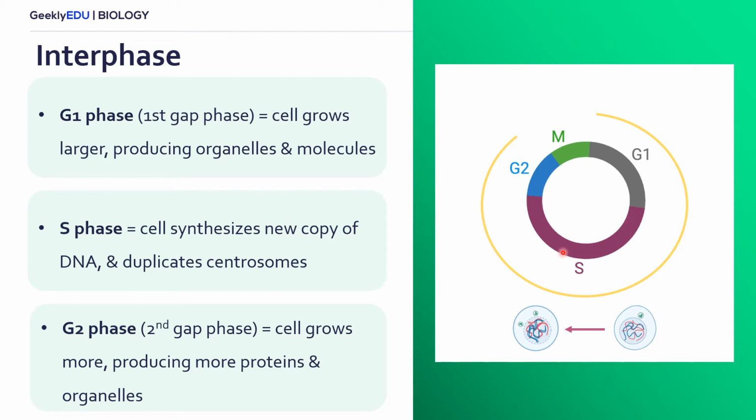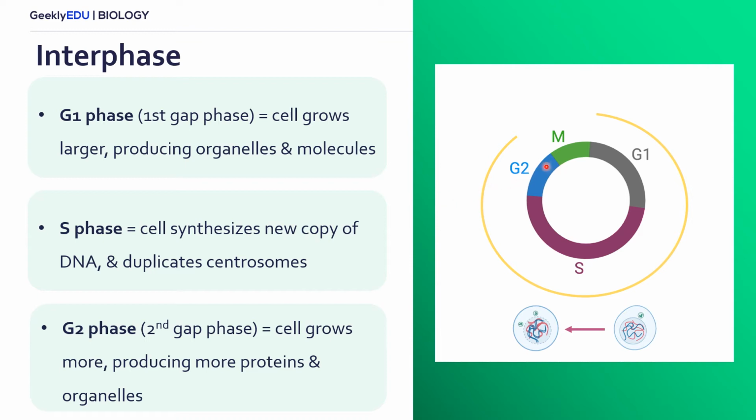Then we have the S phase, and this is where the new copy of DNA is replicated or created. And so it also is where we have the centrosomes duplicate, and centrosomes are important for cell division, so physically pulling apart the two daughter cells.